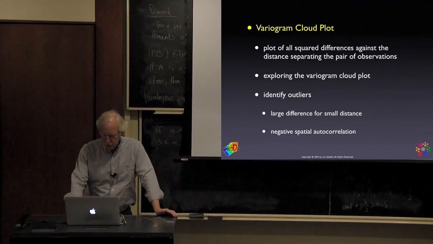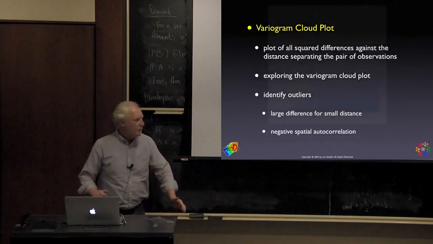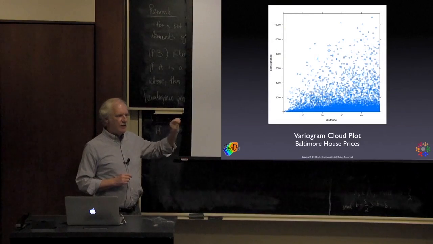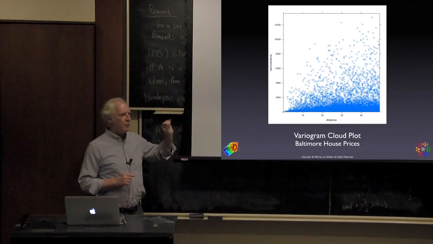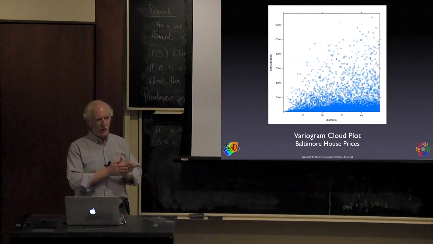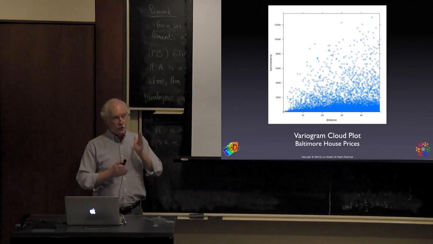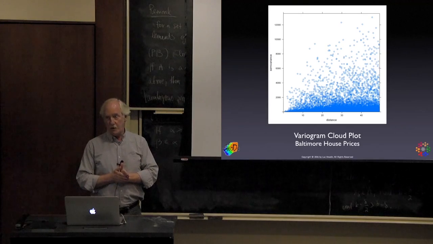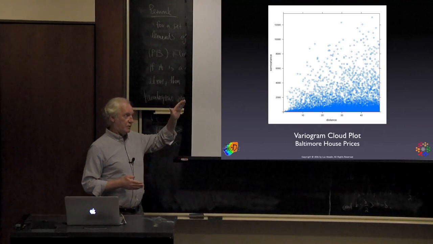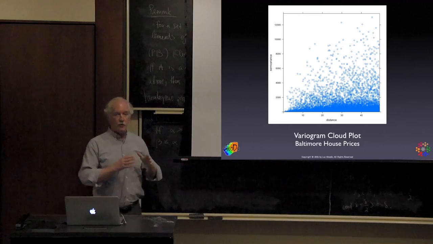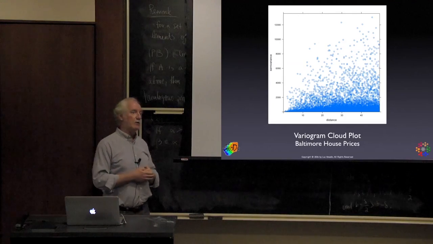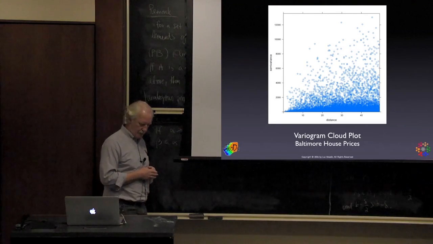And outliers in the following sense. So this is squared difference, right? And we're dealing with spatial autocorrelation. So the closer the observations are, the more spatially correlated they are, the smaller their square difference should be. So the square difference should go up with distance. Tobler's law: the further apart, the more different they are, so the larger the square difference will be.